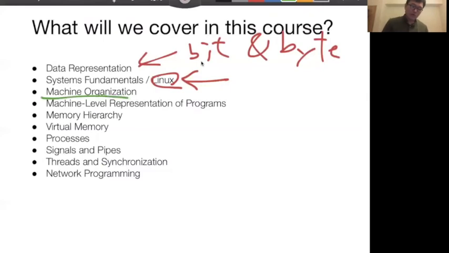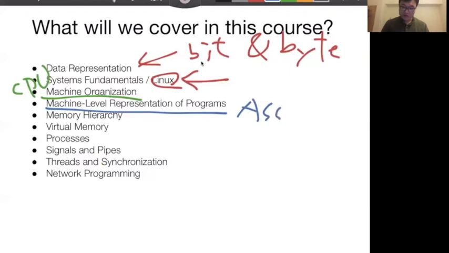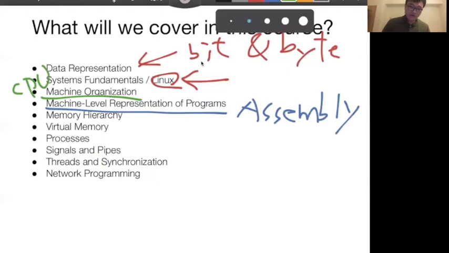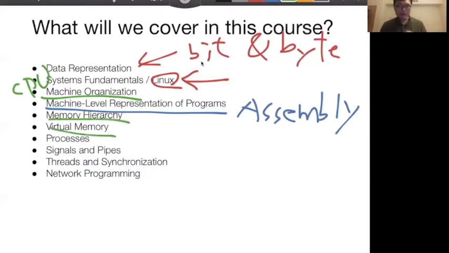Then we will talk about machine organization. It's about the CPU, how you actually work on the CPU. And also we will talk about a new kind of language. So far you know a lot of high level languages. How does your machine read these languages? Actually, you need to do some translation. So here we will talk about assembly, a low level language. Okay, then we will talk about the memory. There are a couple of different memories, long-term memory, short-term memory, and how your operating systems manage them.